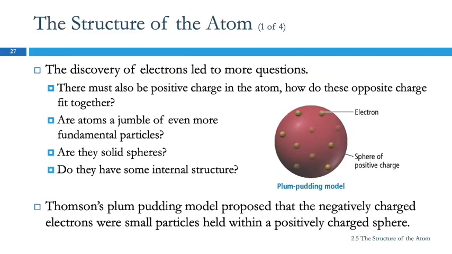So cool. Discovered the electron. That led to a whole bunch more questions, which is usually how things work. So there's negative electrons in the atom, then there must be something that's also positive. Because we knew that atoms are neutral, they don't have an overall charge on them. Well, so we've got positive and negative charges in the atom.